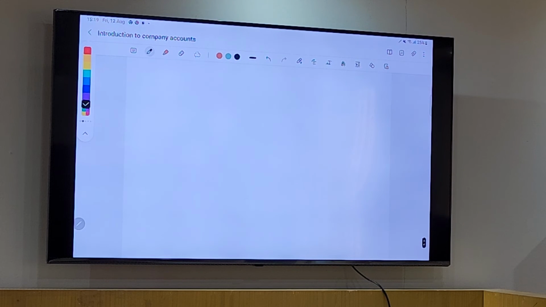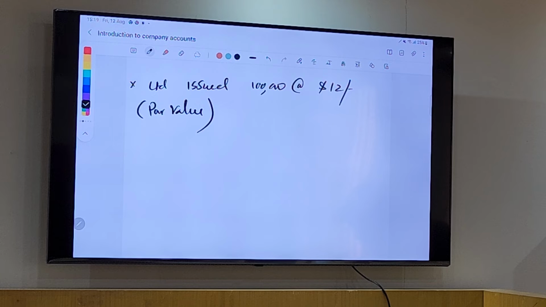Okay, now let's go to this example. Issued 100,000 shares at $12, within bracket, par value $10. Par value is $10 and we issue shares at $12. So that means what do you understand? The $2 is the premium.